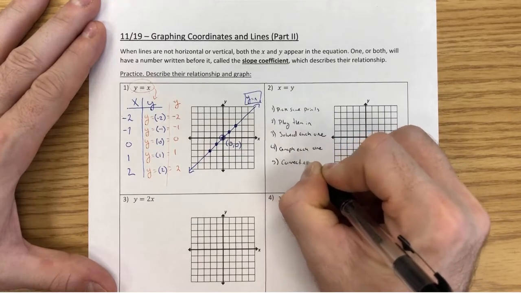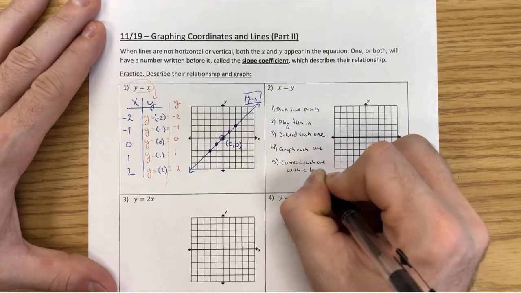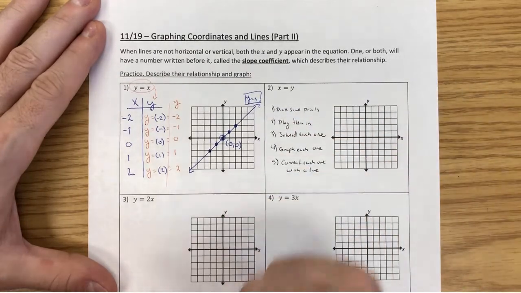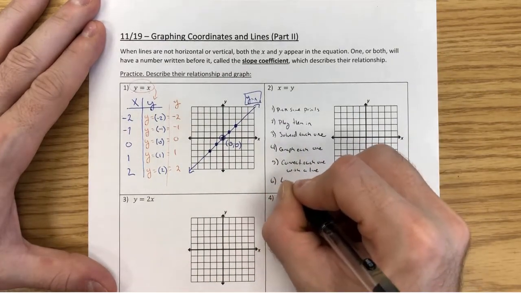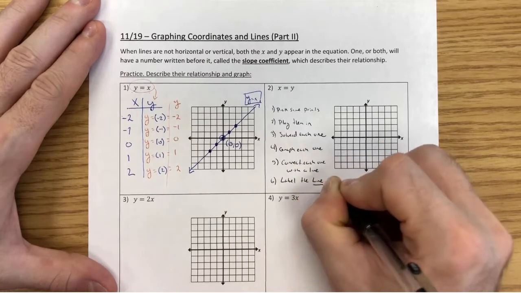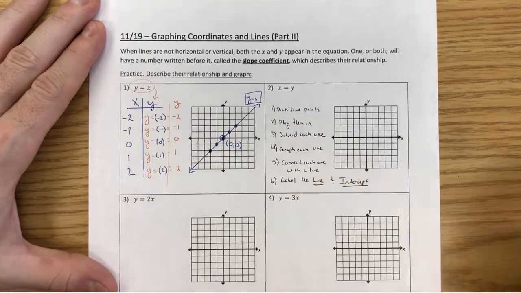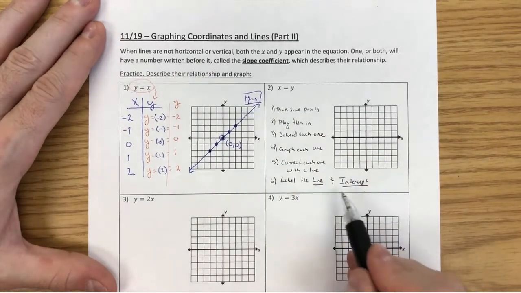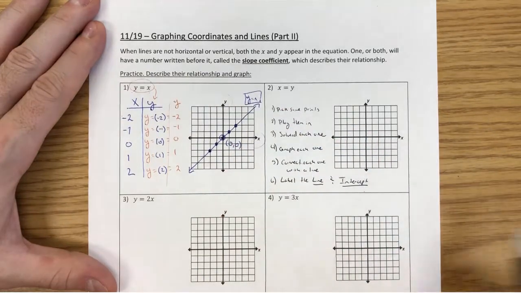Connect each one with a line. So we connect them with a line. And then we did 2 things. Our last step is we're going to label the line and the intercept. The intercept is where it crosses either the x or the y-axis. In this case, it crosses at the exact same point.